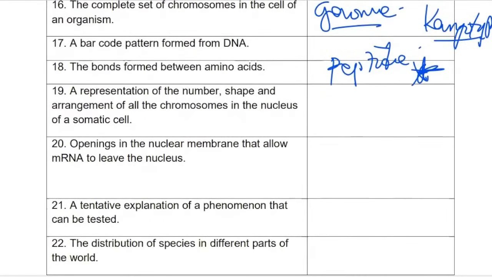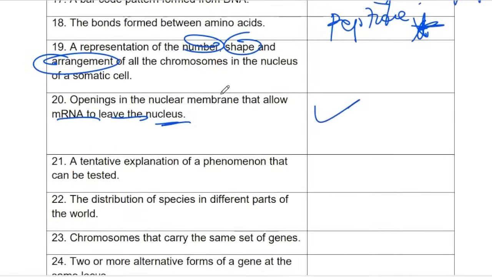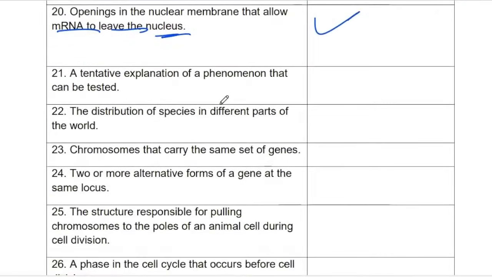The representation of the number, shape, and arrangement of chromosomes in the nucleus of a somatic cell is what you call the karyotype. Opening in the nucleus, the nuclear membrane that allows messenger RNA to leave the nucleus, nuclear pore. So we have got it. I'm not writing the words because we want to finish up this so that we go to the major section. They're saying that a tentative explanation of a phenomena that can be tested.